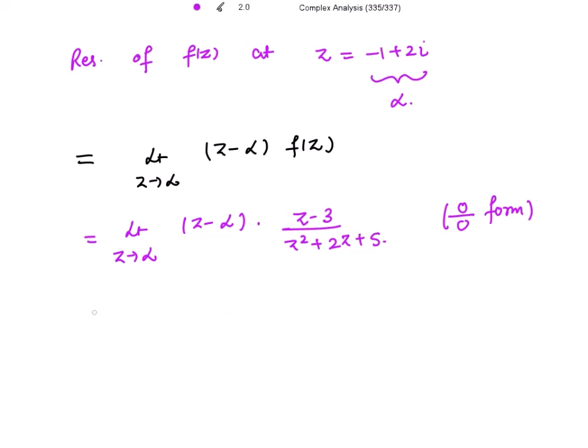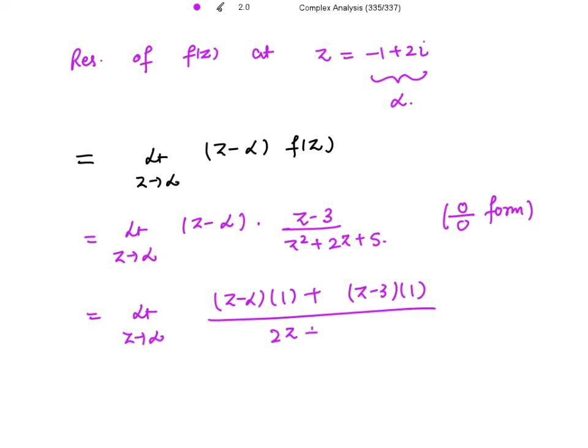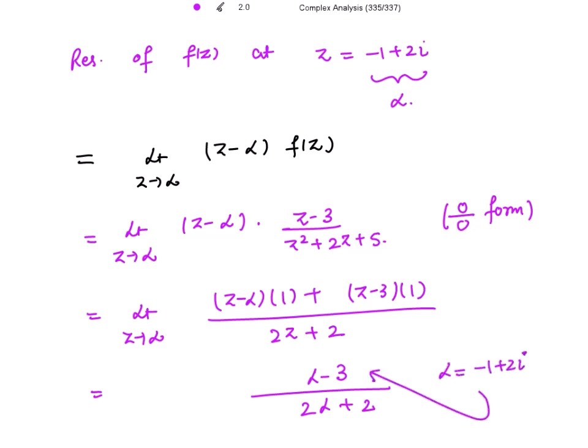So now by L'Hopital's rule, derivating the numerator, first function derivative of second plus second function derivative of first, divided by derivating the denominator. And now putting the value of z equal to alpha over here, we get first term to be 0, second term to be alpha minus 3 divided by 2 alpha plus 2. And now putting back the value of alpha as -1 plus 2 iota in place of alpha.